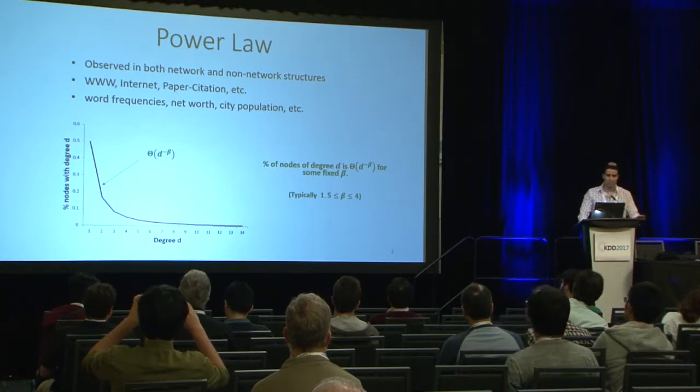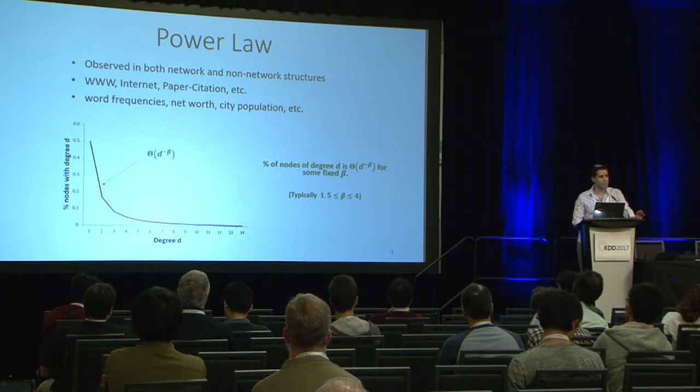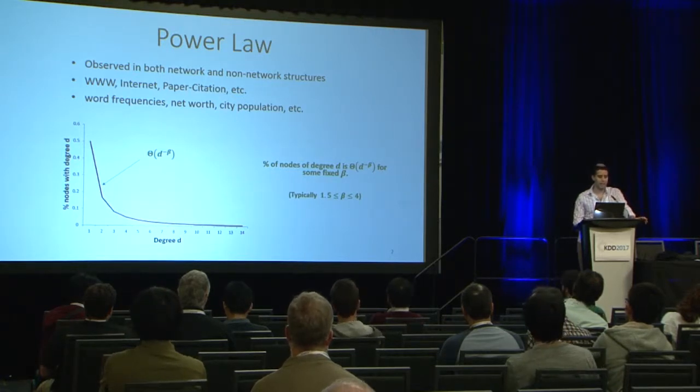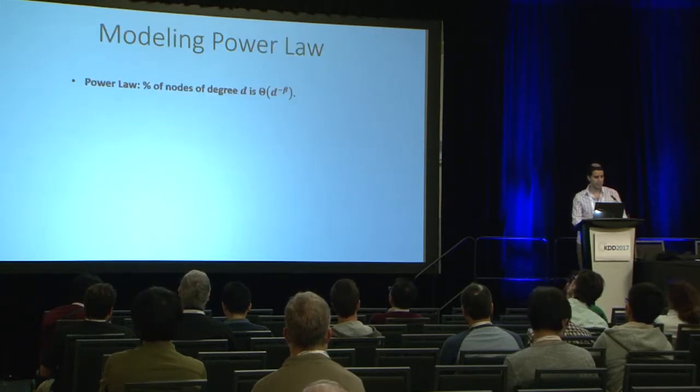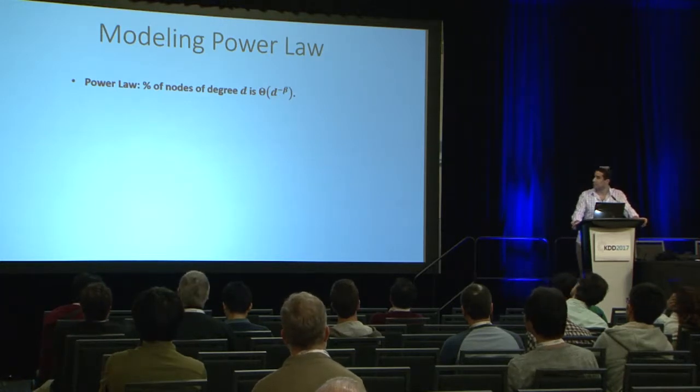It's very simple. And we see that in so many networks. Really, any large-scale network that you can think of has this power law. And because of that, in the literature, we have attempts to model a network in a way that it produces a power law. So how do we model a network so that we get a power law? This is just a reminder of what a power law is.